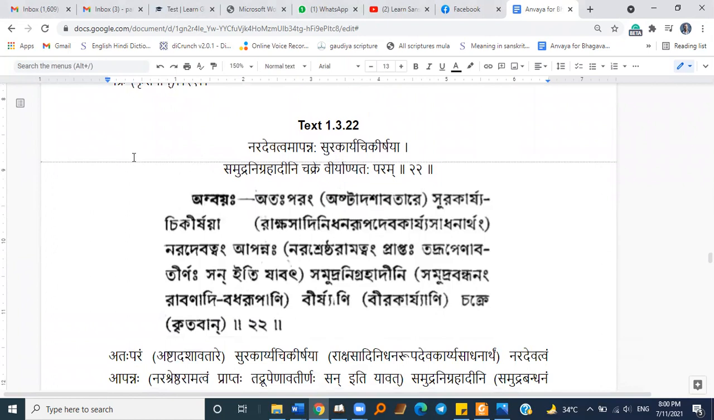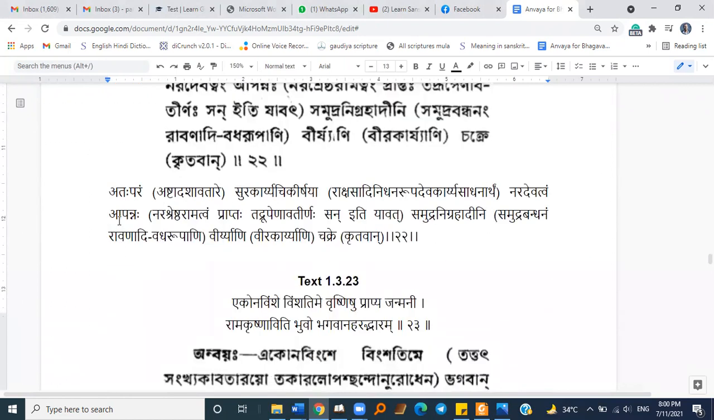Then, Naradevat. Atah param ashtadashavatare surakarya chakir shaya rakshasadi nidhana rupa devakarya sadhanartham naradevatvam apannah Narashrishtha Ramatvam Praptaha Tadrupena Avatiranaha San Iti Yavat. Samudra Nigrahadini Samudra Bandhanam Ravanadi Vadharupani Viryani Vira Karyani Chakra Kritavan.